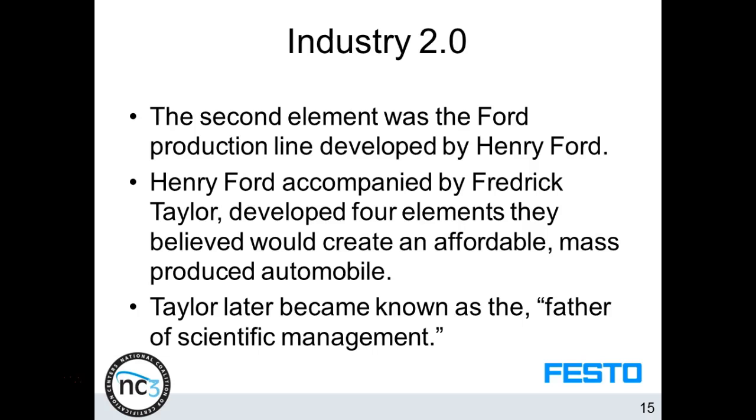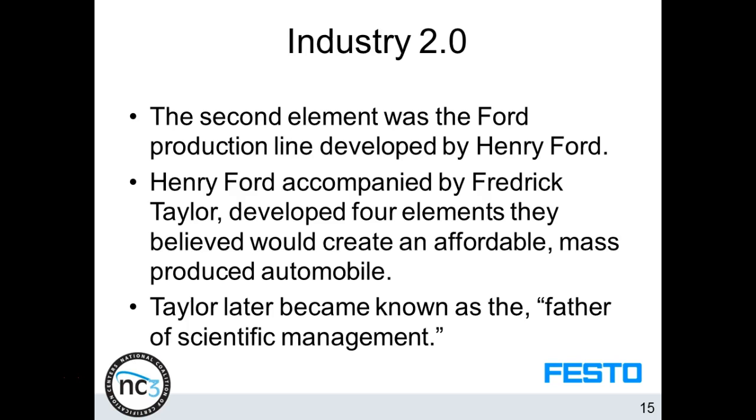So the second element was the Ford production line developed by Henry Ford. Henry Ford, accompanied by Frederick Taylor, developed four elements they believed would create an affordable mass-produced automobile. Taylor later became known as the father of scientific management. So what did Ford introduce? What did he introduce? Huh? The automobile was already here.